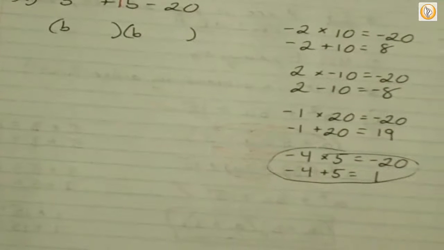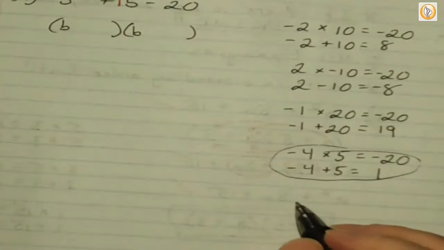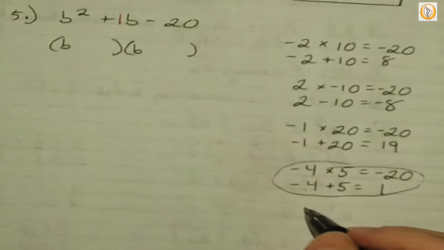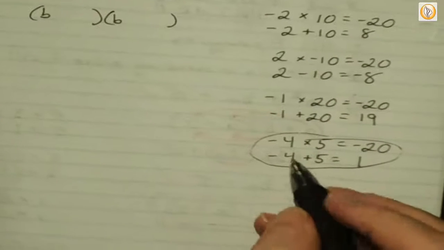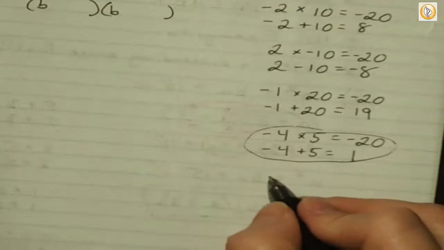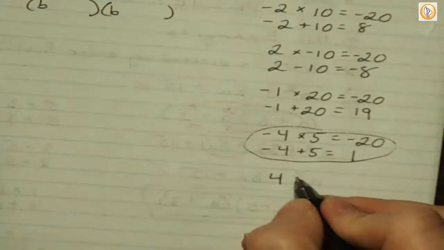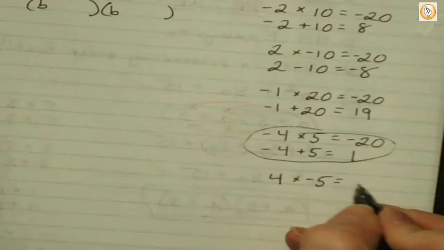Now, I need y'all to look up here. Every one of you, put your pencils down, look up here. What if Wit had changed that? Positive 4 times negative 5. That would give me negative 20, right?